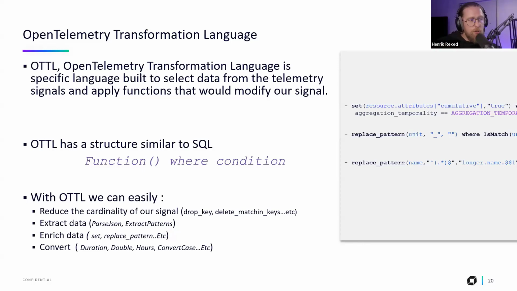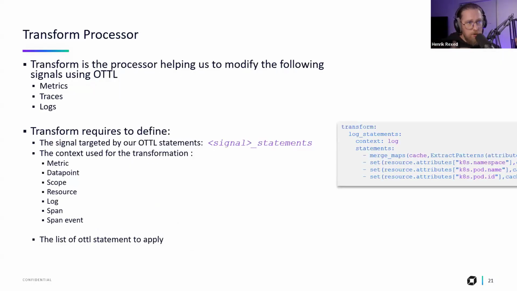And with those functions, you can reduce cardinality. So I can drop a key, I can delete some. The delete key means I can remove some resource attributes. So if you want to remove pretty expensive metrics, I can do that. I can extract things, with a regex or parse JSON, I can enrich and I can convert. So there are plenty of different functions that we can use. And in our specific case, we're going to use the transform processor using this OTTL.